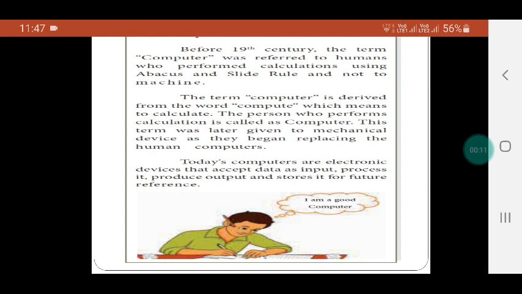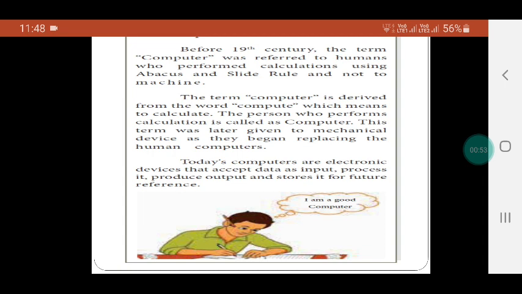Before that, in the 19th century, for calculation purposes they used the abacus and slide rules, but nowadays we are using computers. This word computer came from the word compute. Compute means to calculate. From this word only they derived the word computer. A computer is an electronic device that accepts data as an input, processes it, and finally produces the output.